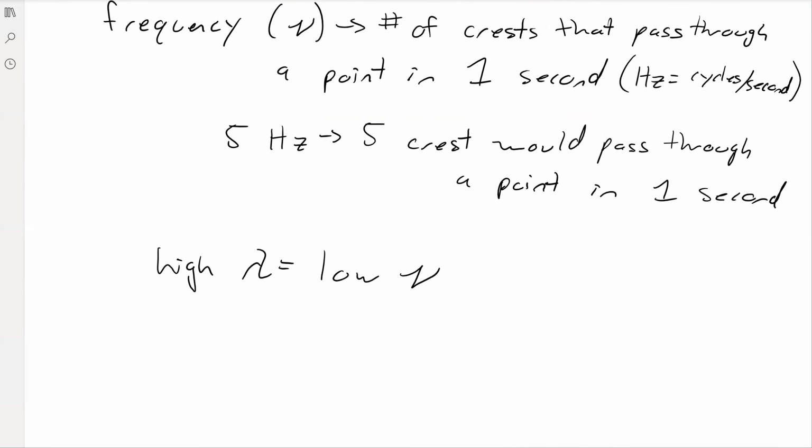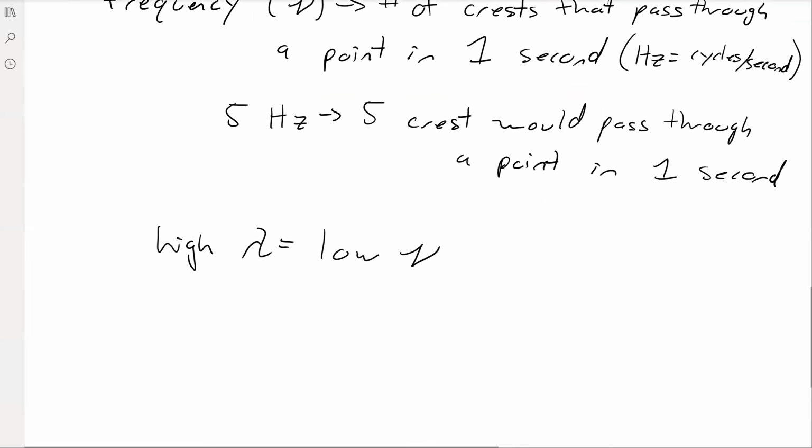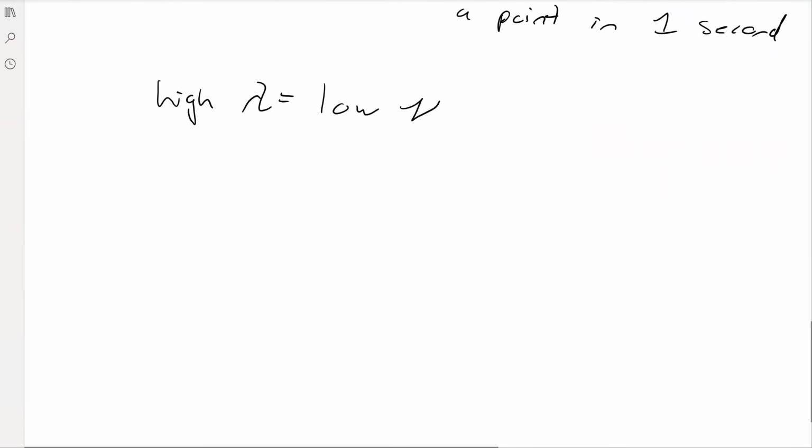If you have a high frequency, you have a small wavelength. We can also think about it mathematically. Frequency is simply equal to the speed of light, which is that 2.998 times 10 to the 8 meters per second, divided by the wavelength. So it's just another way to say the same thing.